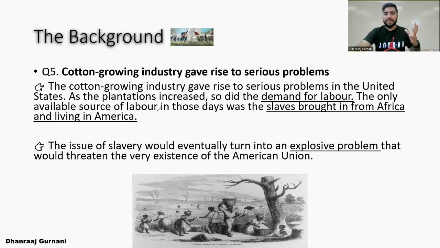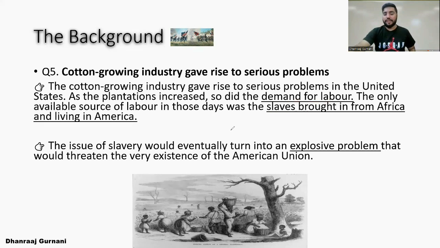As the plantations increased, so did the demand for labor. More plantations, more demand for labor. The only available source of labor in those days was the slaves, who were brought in from Africa and were living in America. So this was the first problem. As plantations grew, demand for labor also grew, and the only source available for labor were the slaves brought in from Africa.